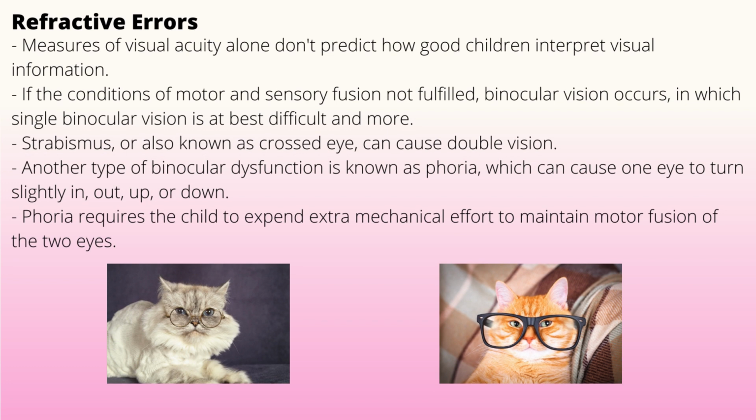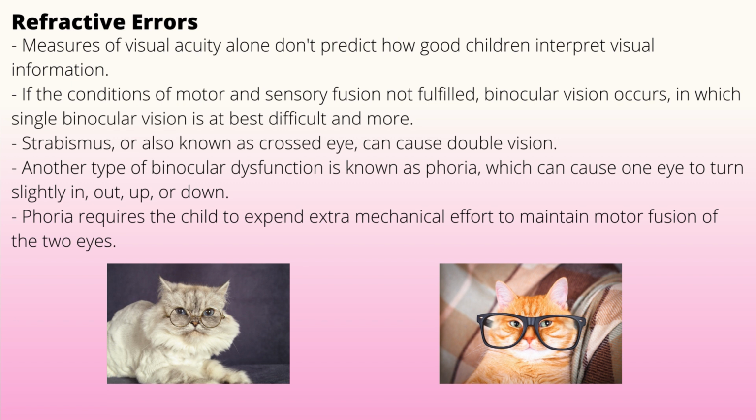Now coming to refractive errors. Measures of visual acuity alone don't predict how well children interpret visual information. Other determinants include the ability to see objects in low contrast and lighting conditions, and visual field problems. If the conditions of motor and sensory fusion are not fulfilled, binocular vision problems occur, in which single binocular vision is at best difficult.